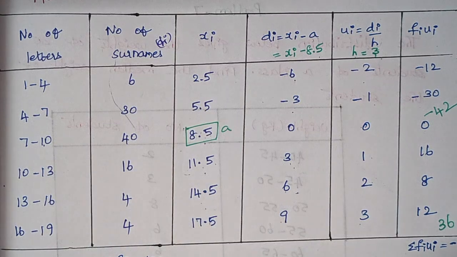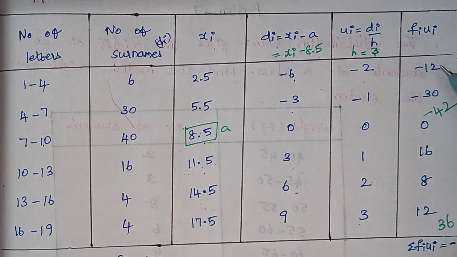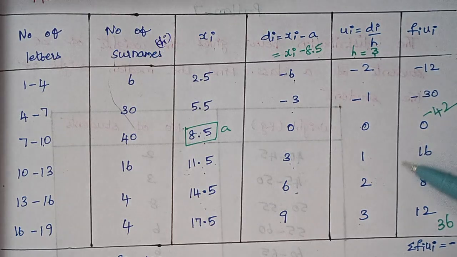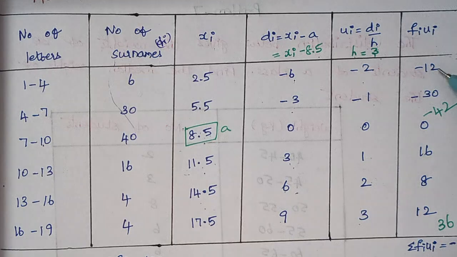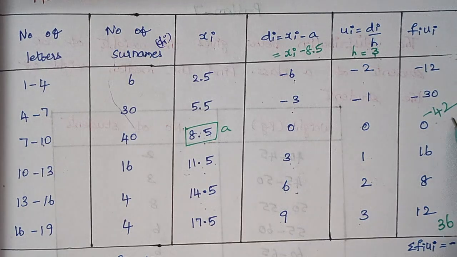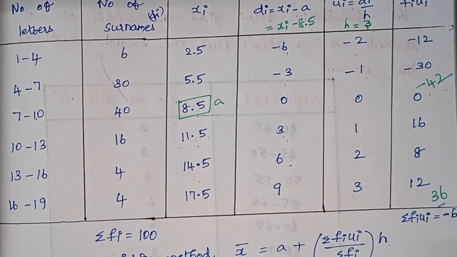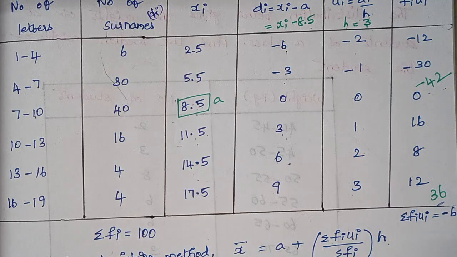Now we have to find summation of Fi ui. So here you have to add all the negative numbers together and all the positive numbers together. So when you add the negative numbers, here we get minus 42. And when you add all the positive numbers, here we get 36. So minus 42 plus 36 gives minus 6.